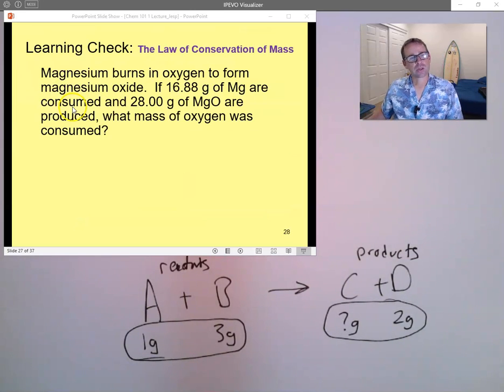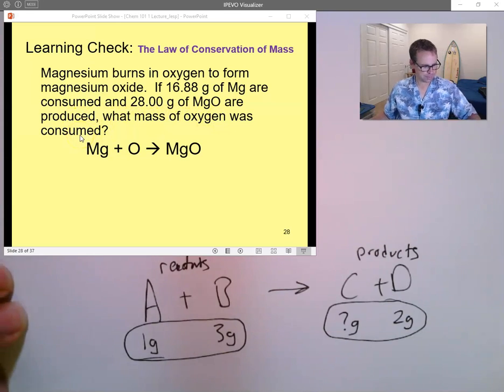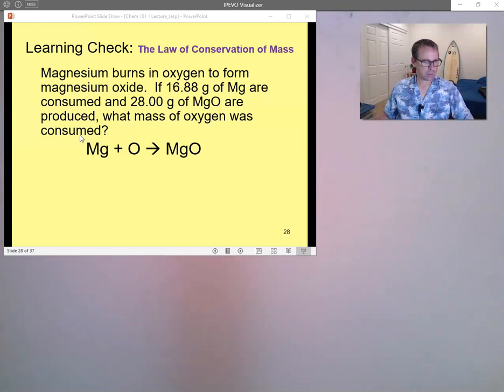Very good. So this slide here shows a problem where magnesium, that's Mg, burns in oxygen to form magnesium oxide, that's MgO. If 16.88 grams of magnesium are consumed and 28 grams of magnesium oxide are produced, what mass of oxygen was consumed? How are we going to find that out? How are we going to solve that problem?